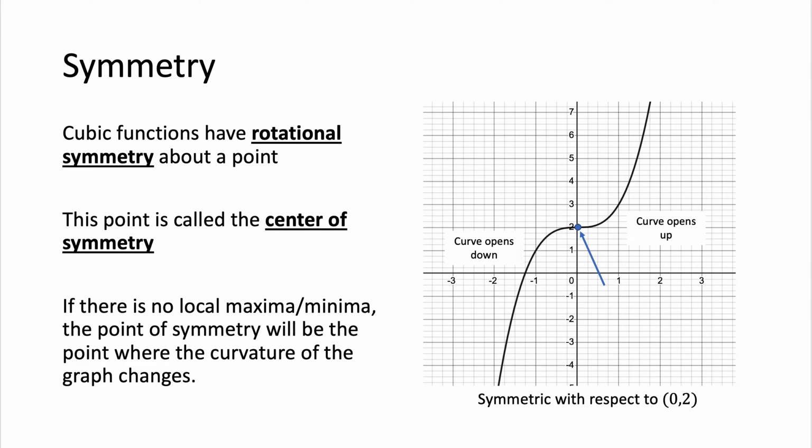If you don't have a local maximum or a minimum on your graph, the point will be where the curvature of the graph changes. This is an example of a cubic function where you don't necessarily have a local maximum or minimum. Notice that before this point, the graph is opening down, it curves down. After this point, the graph curves up. The point where that curvature changes is going to be the symmetry point. So that's why this graph is symmetric with respect to (0, 2).